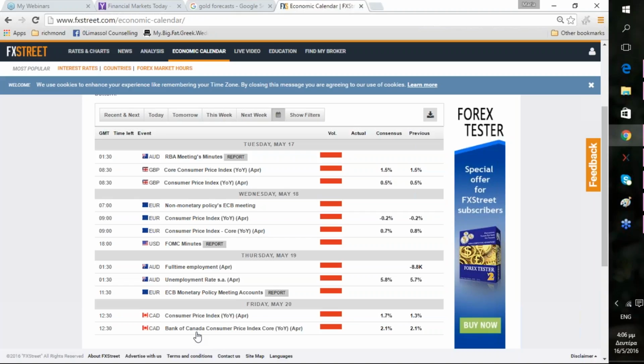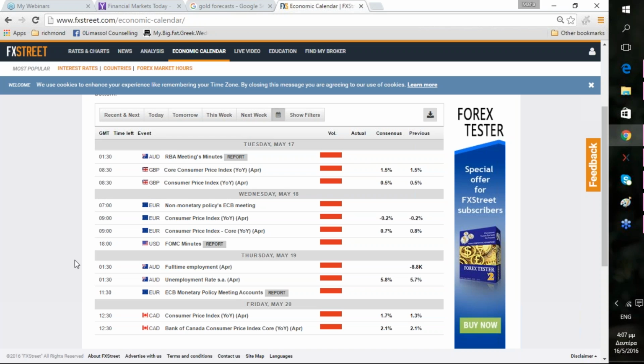So we've got a couple of pairs here to choose from. For the euro, we've got heavier data releases starting on Wednesday, because we've got the non-monetary policy ECB meeting. Then you've got the consumer price index, the core reports, released on Wednesday the 18th. So heavier data concerning the euro comes up on Wednesday.